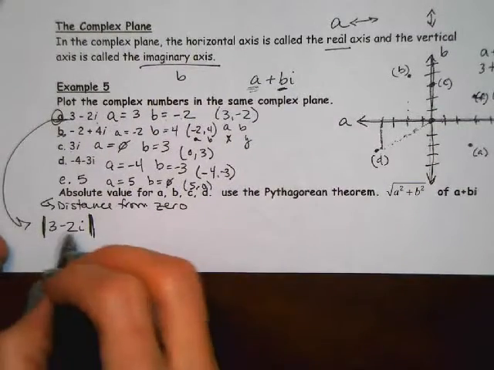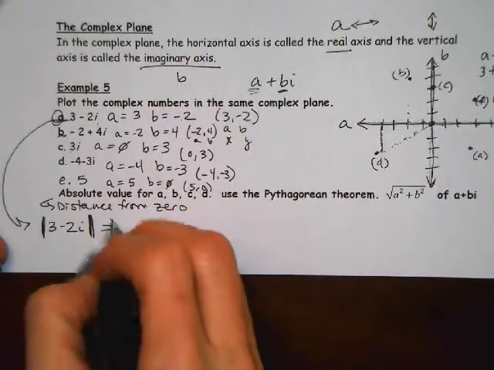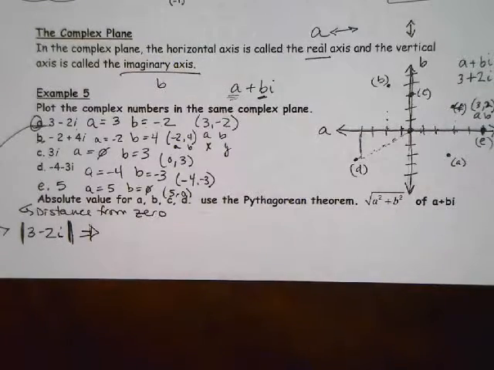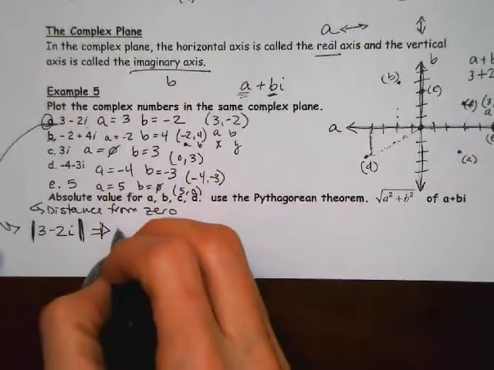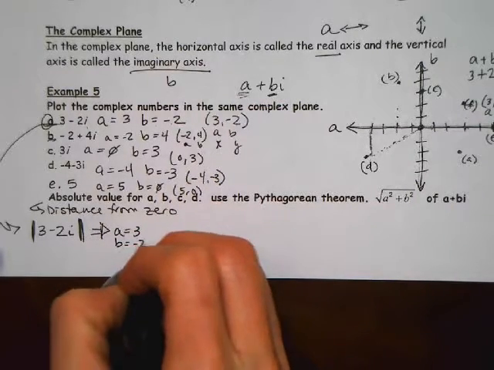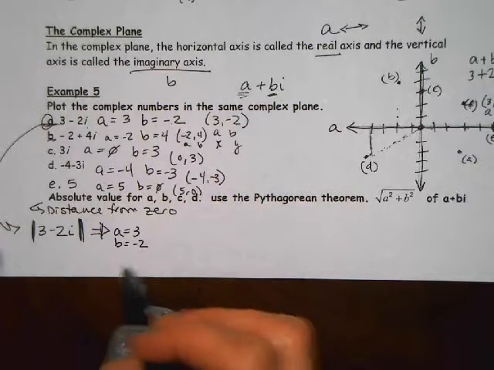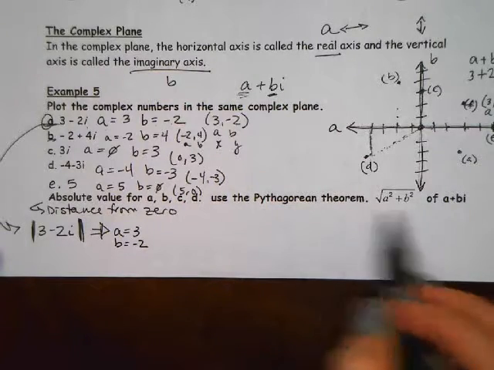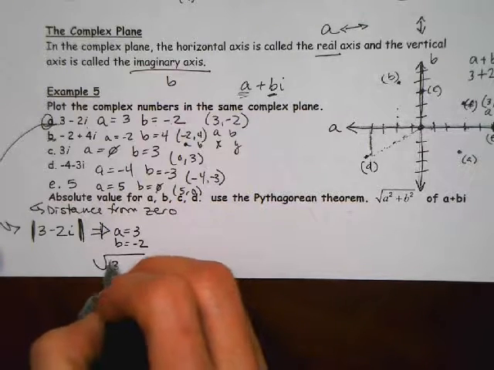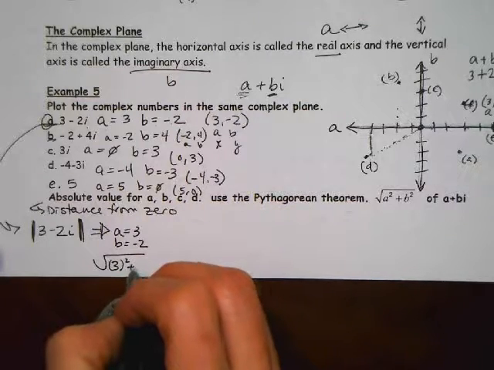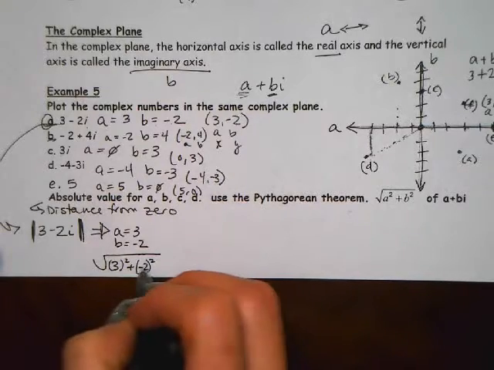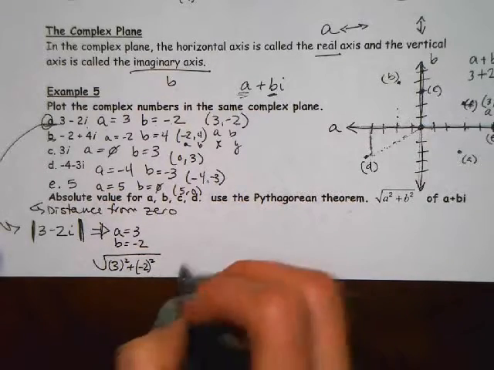So the absolute value of 3 minus 2i equals, well, I can find it by using the Pythagorean theorem, the square root of a squared plus b squared. So a we know to be 3, and b we know to be negative 2. Therefore, I can use this equation here, the square root of 3 squared plus negative 2 squared. And I can then solve this.